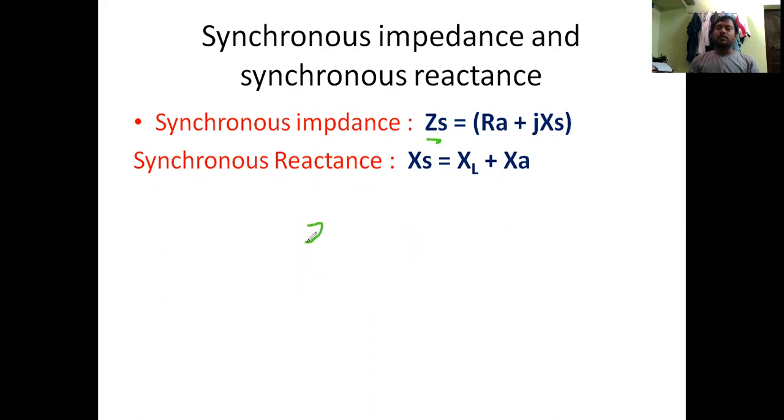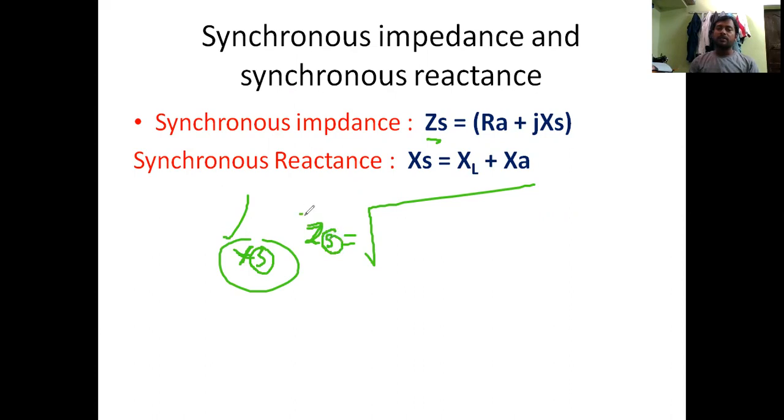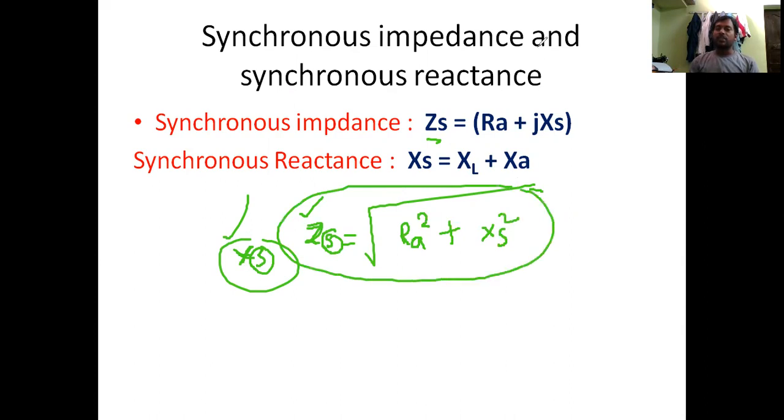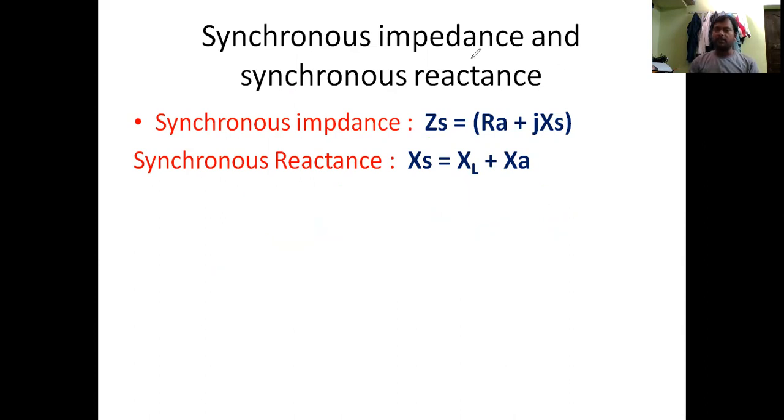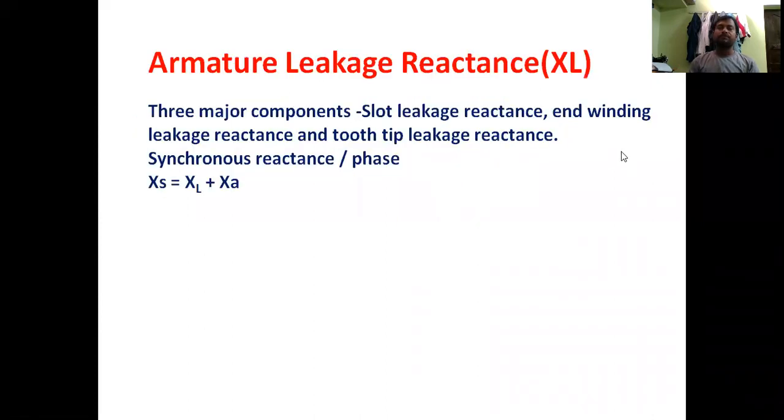ZS is nothing but synchronous impedance. XS: X is nothing but reactance, and Z is nothing but impedance. With the suffix S, that's why this is synchronous reactance. Synchronous impedance is nothing but the vector sum of armature effective resistance plus synchronous reactance. So these are the basic definitions which are useful for problem solving.